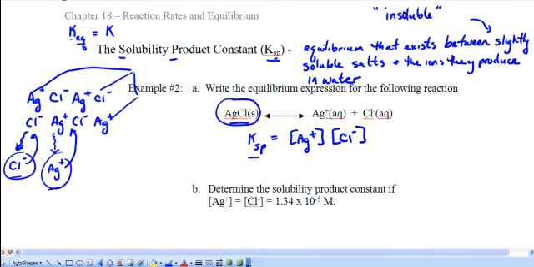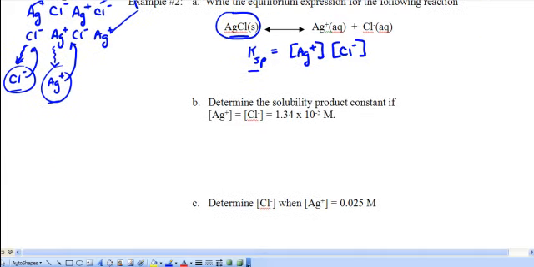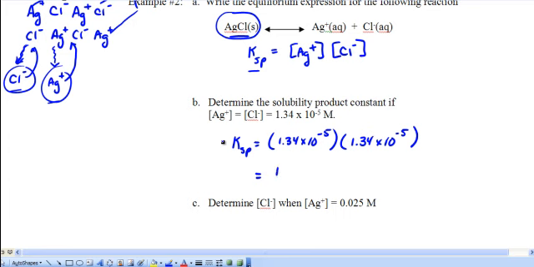Next, in letter B, it says to determine the solubility product constant if both the silver and the chloride ions equal 1.34 times 10 to the negative 5 molar. So simply plug it in. You have KSP then is going to equal the silver, which is 1.34 times 10 to the negative 5 molar, times the chloride, which is also 1.34 times 10 to the negative 5 molar. And when you take those two quantities and multiply them, you do get 1.80 times 10 to the negative 10. And of course, there is no unit.